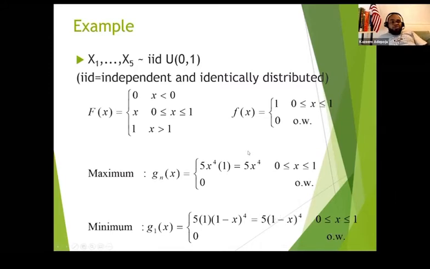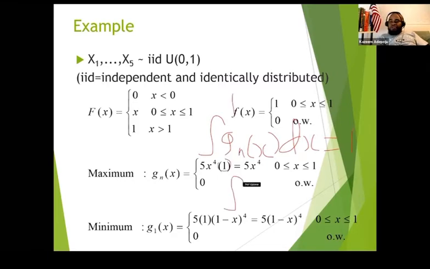And do you know that I can ask you to find the mean of the maximum? If you want to find the mean of the maximum, you're going to make use of this function. If you want to find the mean of the minimum, you're going to make use of this function, and don't forget the range. It's from 0 to 1, because we're talking about uniform. Take a look at that. And of course, you can verify if this is correct by integrating, showing that the integral of g n of x has to be equal to 1 over the range, or you can do the same for the distribution of the minimum.